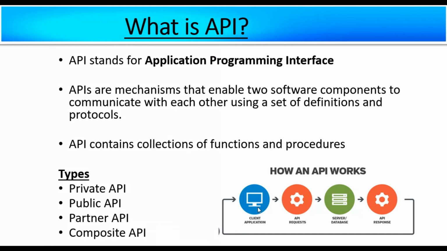The first API is private API. These are the type of APIs which are used within any enterprise or organization to perform internal operations.